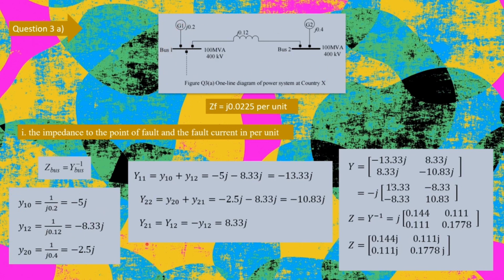After we obtain this, we have to obtain Y11, Y22, Y21 and Y12. Note that these parameters are represented with a capital Y because these are the members of the Y matrix. We determine the members of the Y matrix using the values of y10, y12, y20. Once we have formed the Y matrix, we need to invert the Y matrix to get Z. So now that we have calculated the impedance to the point of fault, we have to calculate the fault current at the point of fault as well.